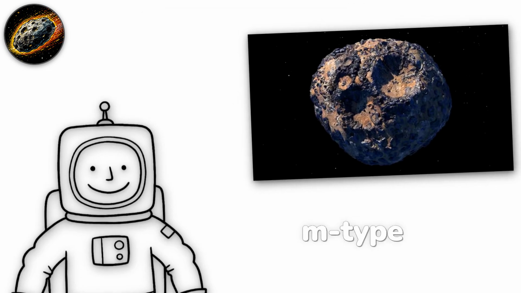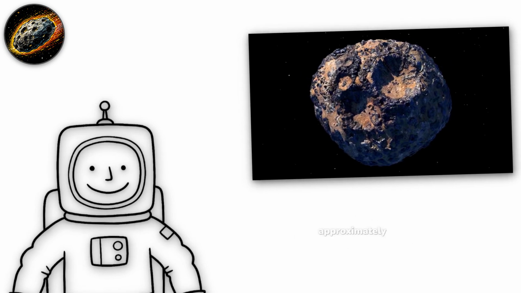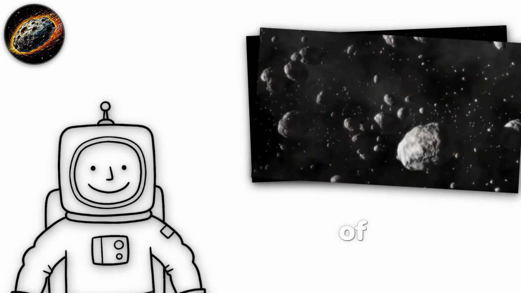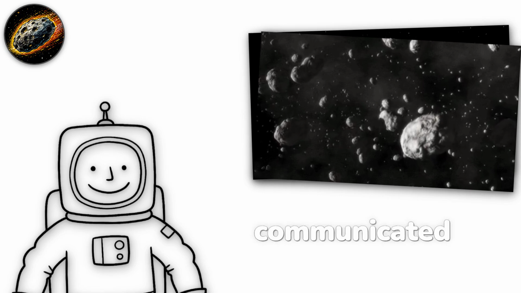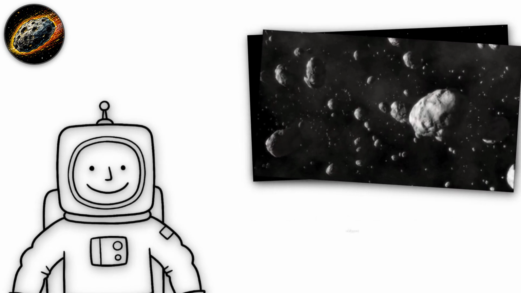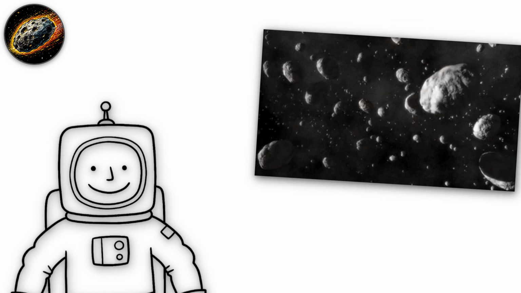The most studied M-type asteroid was 16 Psyche, a large metallic asteroid approximately 226 kilometers in diameter, whose composition of predominantly iron and nickel communicated that it was the exposed metal core of a protoplanetary body that had been stripped of its silicate mantle by ancient catastrophic collisions.